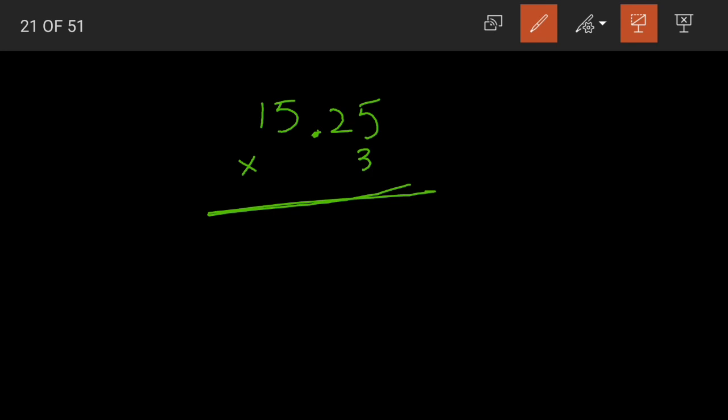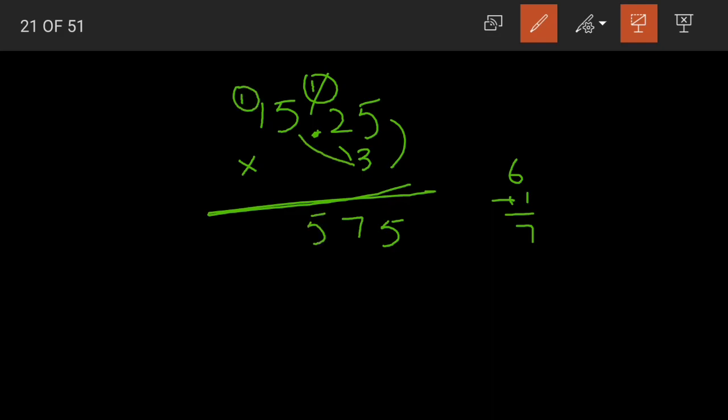Okay, let us multiply. We start from the ones place. Yes, 3 5s are 15, 5 here, 1 carried. 3 2s are 6, plus 1 gives us 7. So 7 written here. 3 1s are 3, plus 1 is equal to 4. Yes, so what is our answer here? 4575.